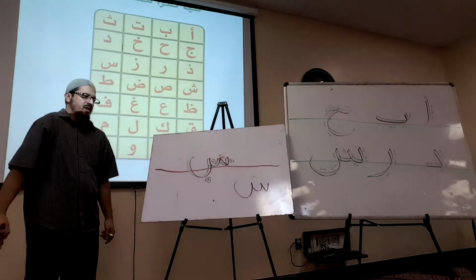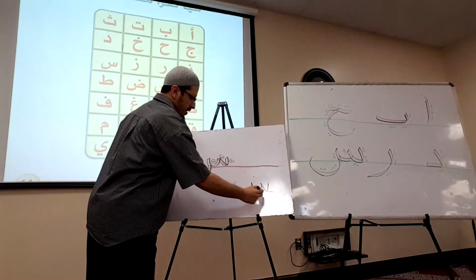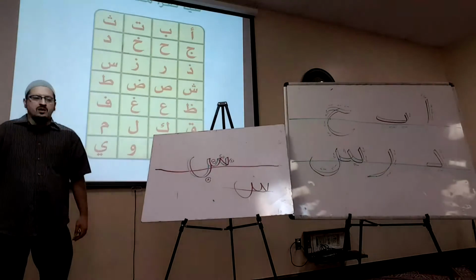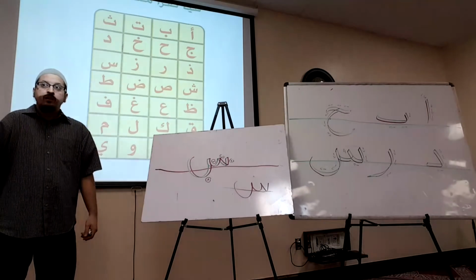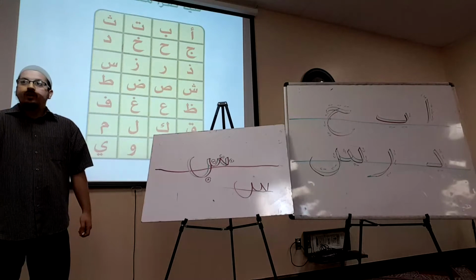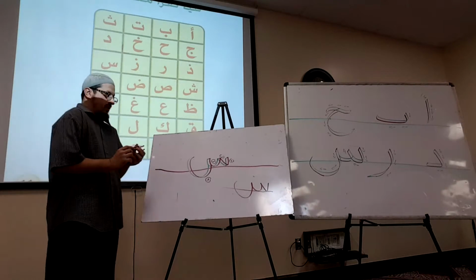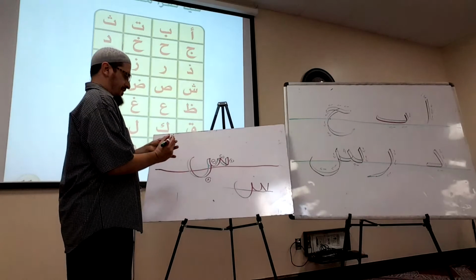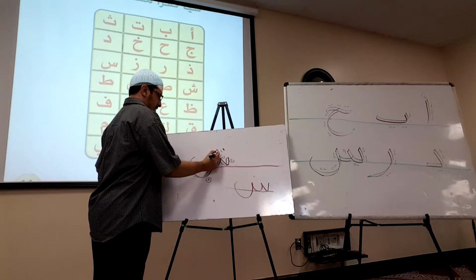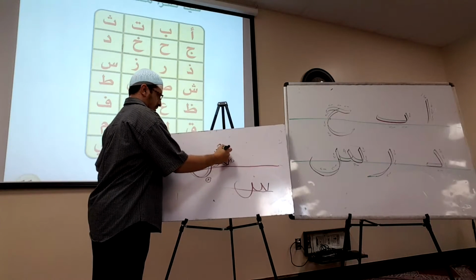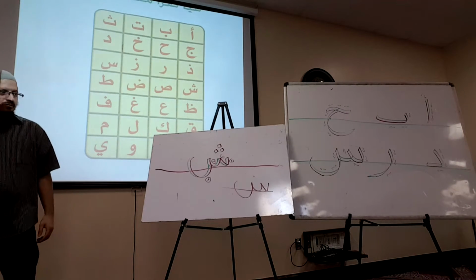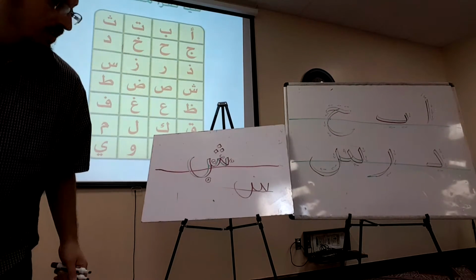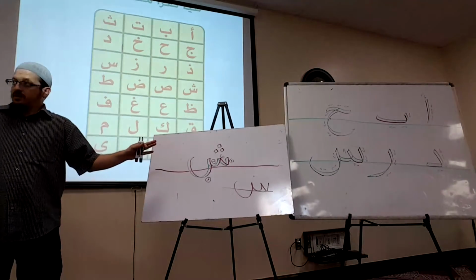Falak is orbit. But it's on the line. The dots for the sheen, they hover on top, like the tha, same like the tha. And the last one is falak. What's falak? Sheen. So is this clear?